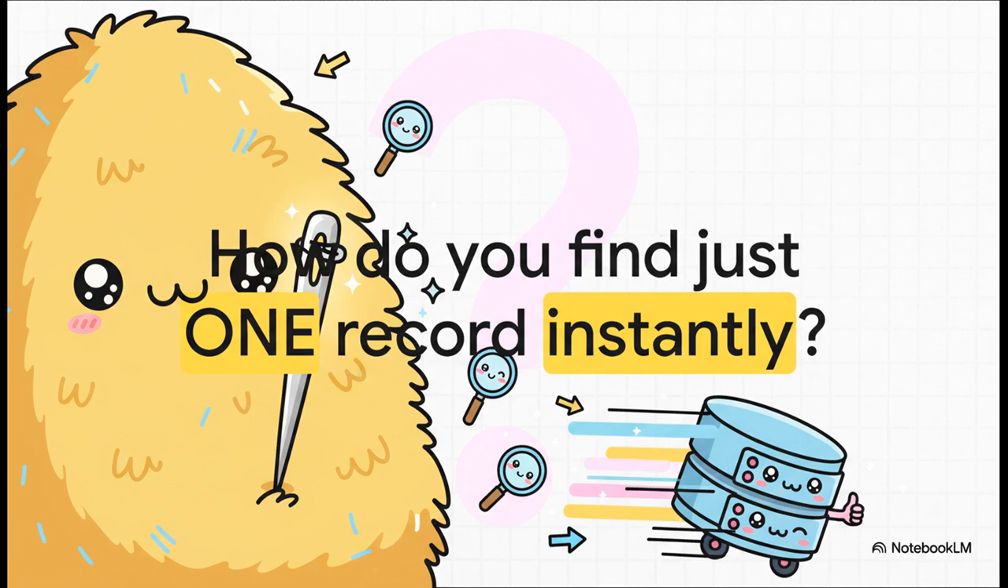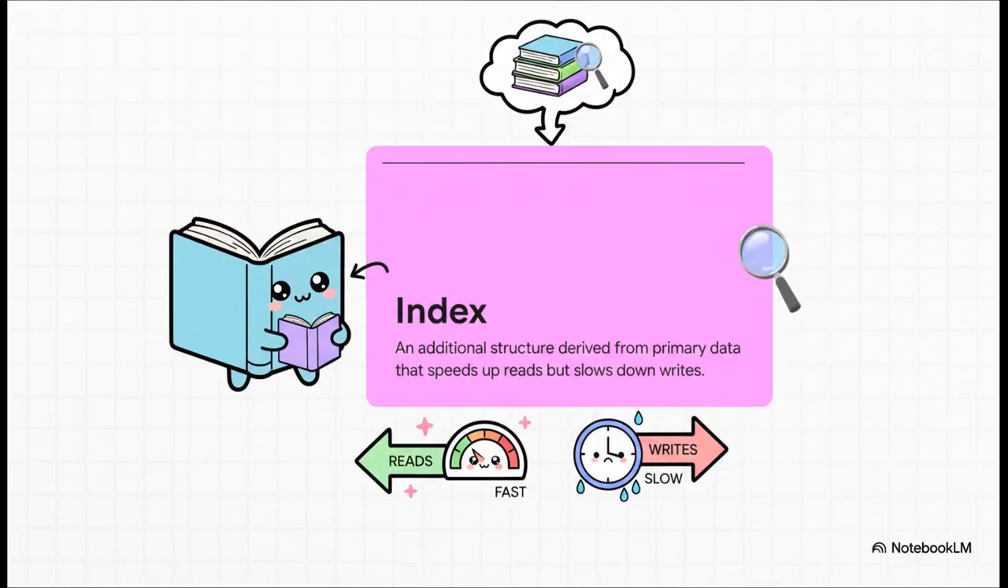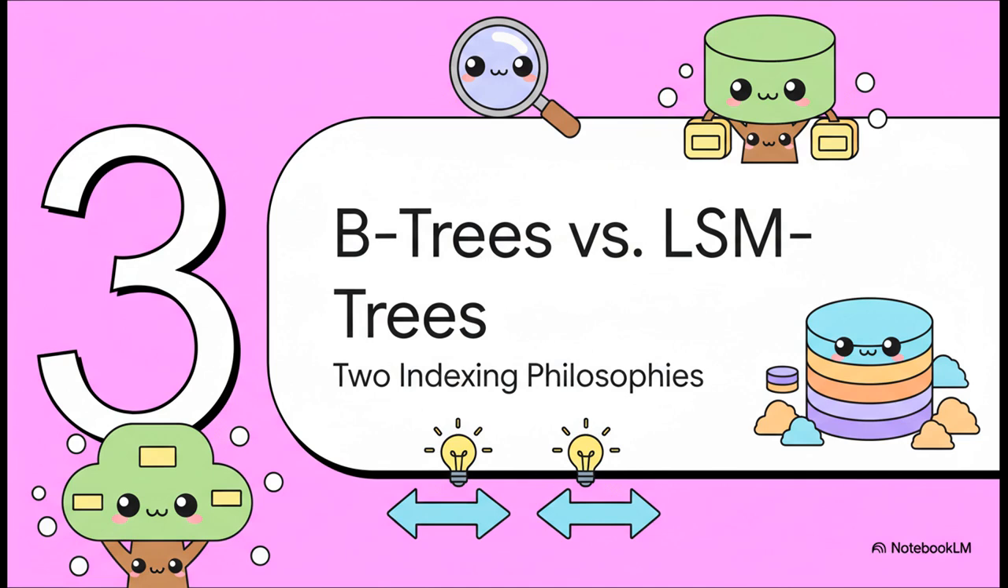You obviously can't scan everything. You need a shortcut. And that shortcut is called an index. It's really just like the index at the back of a textbook. Instead of reading the whole thing to find a topic, you just look it up in the index and it tells you exactly what page to go to. But, and this is a huge but, here's the crucial trade-off. An index makes your reads way, way faster. But because you now have to update both the data and the index every time you write, it makes your writes slower.